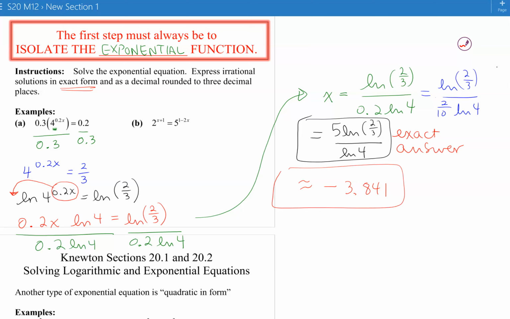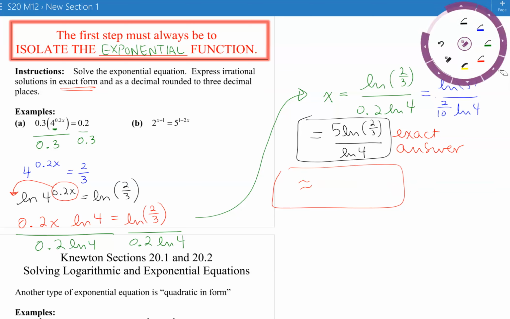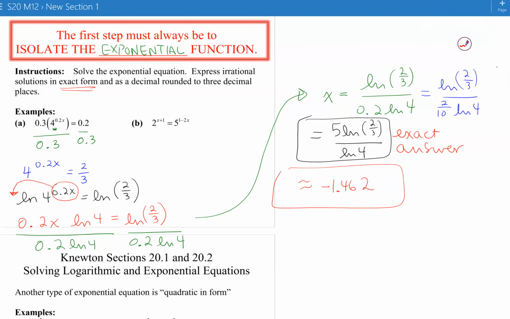So let me double check that. Oh, now I'm getting something different, so let me do it one more time. Oh, apparently I made an error, not unheard of. And I'm getting -1.462. So let me know if you get something different, because I could be having a bad calculator day.